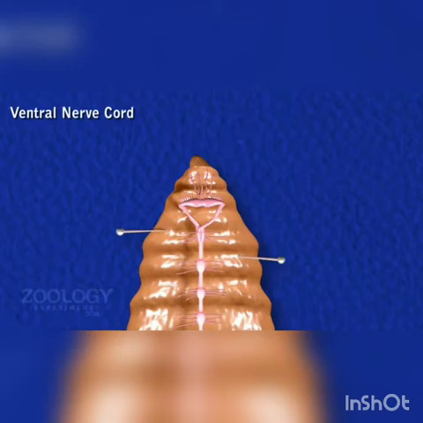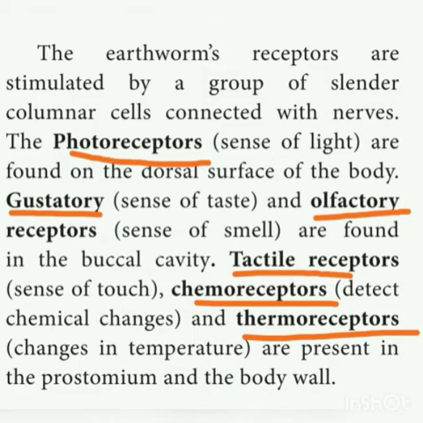So the earthworm receptors are stimulated by a group of slender columnar cells connected with nerves. So there are certain receptors in earthworm. The photoreceptors, photo means sense of light, are found on the dorsal surface of the body. The gustatory receptor, that means sense of taste, and the olfactory receptor, sense of smell, are found in the buccal cavity. So in the buccal cavity there are 2 receptors, gustatory and olfactory.